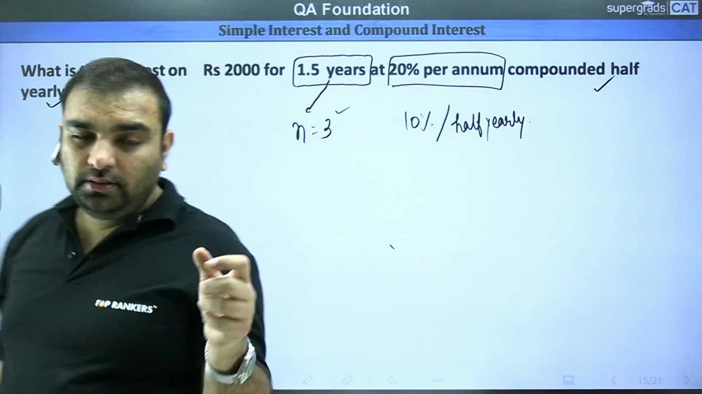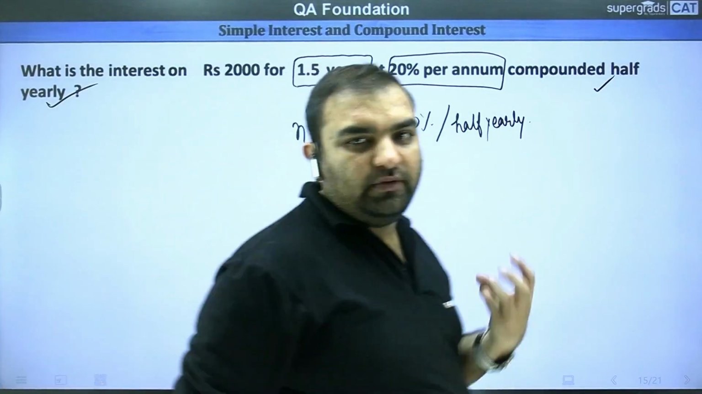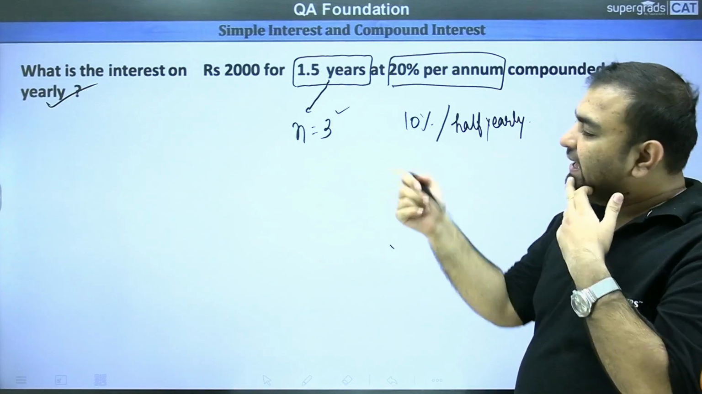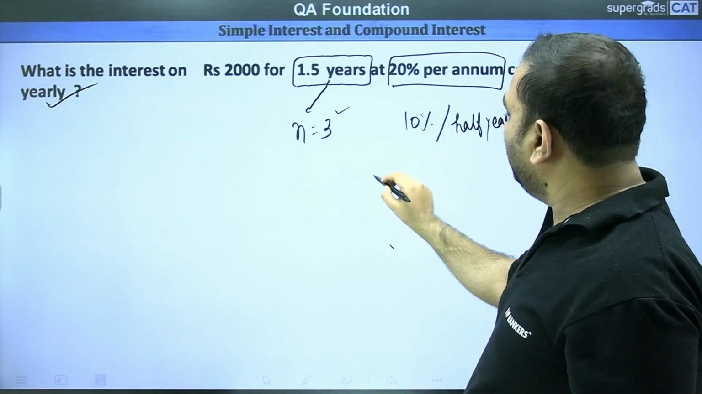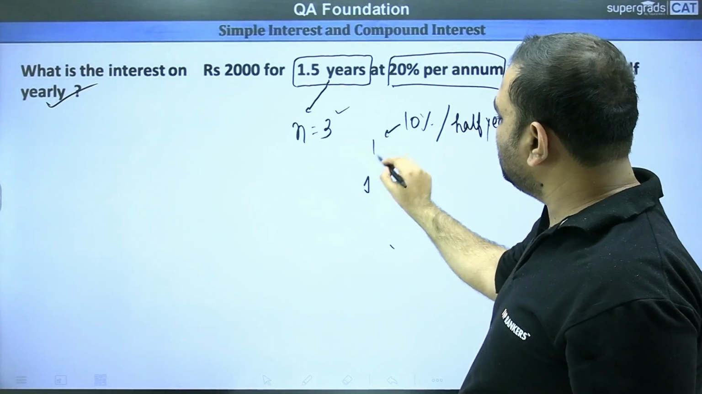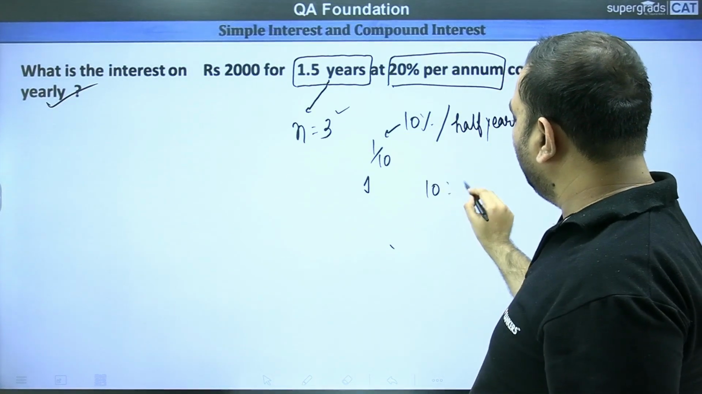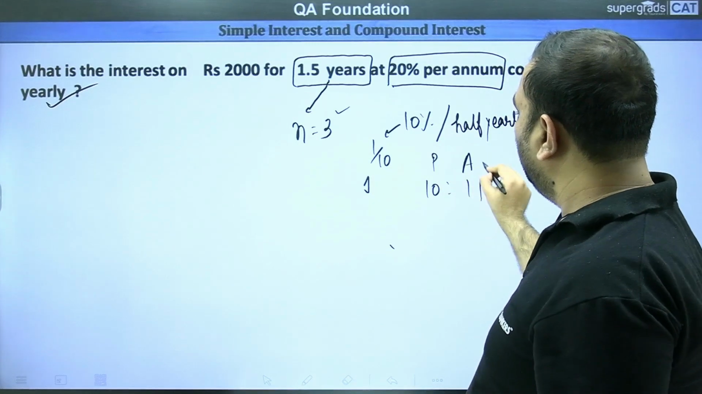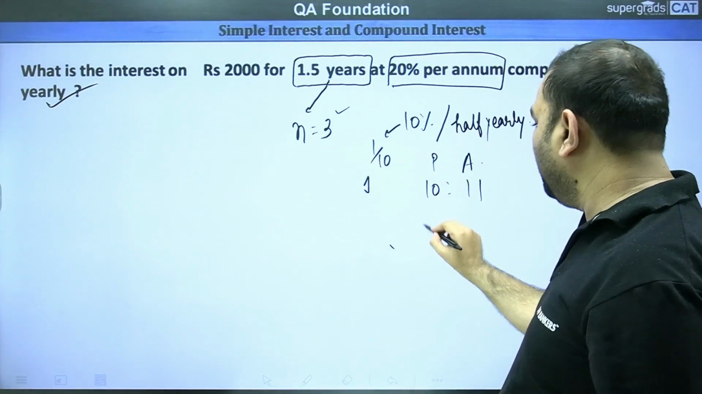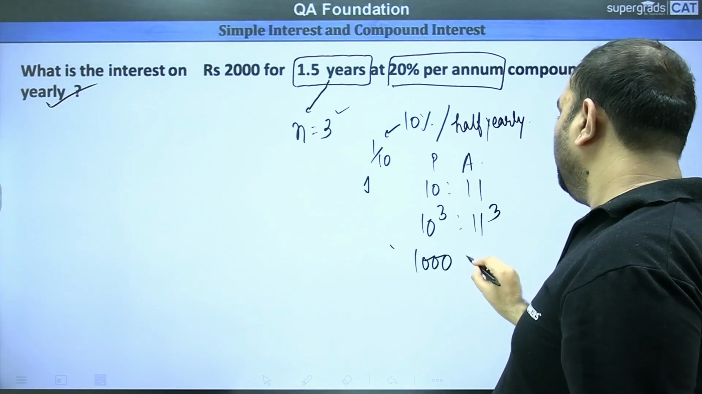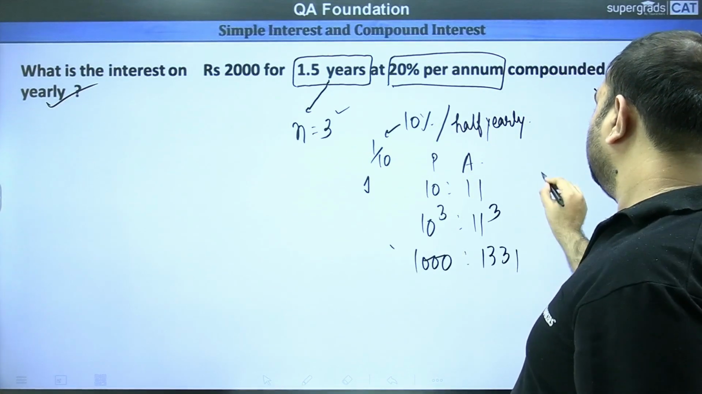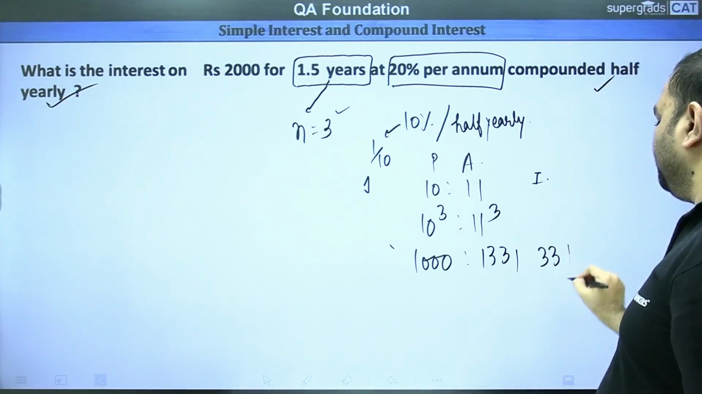6 months. So 0.5, 0.5, 0.5. So for you, R is 10, N is 3. So 10% three times you will get. So in one time, 10% is the interest, 1 over 11. So 10 will become 11. In three times, 10 cube will become 11 cube. So 1000 will become 1331. So you will get an interest of 331.